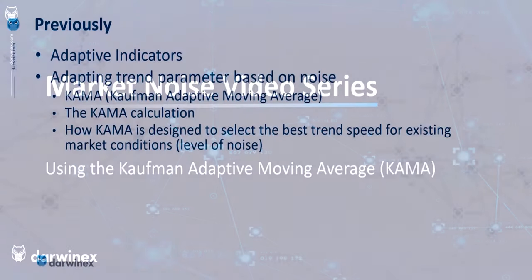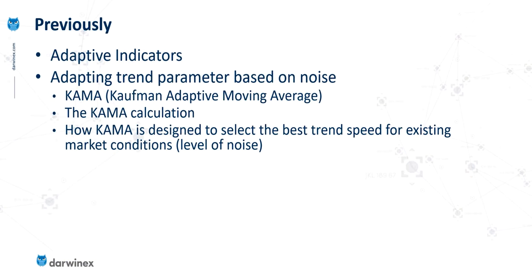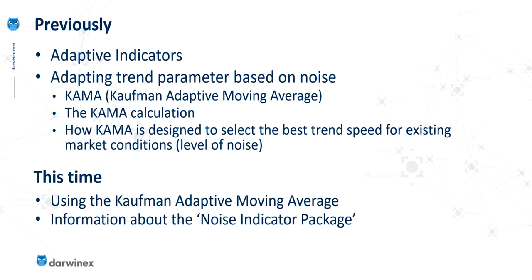In the previous two episodes, we've looked at the use of adaptive indicators in general and why they can offer advantages that standard indicators don't. And we've also specifically looked at the KAMA, or the Kaufman Adaptive Moving Average, and how this varies the trend parameter based on the level of noise currently being seen. The KAMA is specifically designed to select the best trend speed for those existing conditions. So this time we move on and look at using the Kaufman Adaptive Moving Average in a trading context.